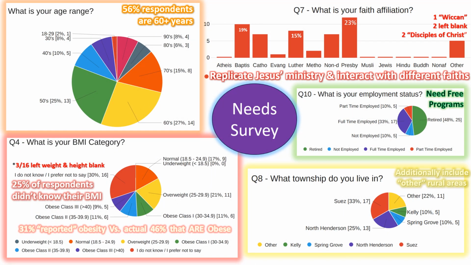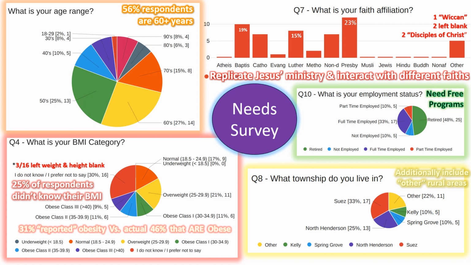The first step in the process was getting out a needs survey in the community to see what the people wanted, because I wanted to design a ministry that was designed by everyone and for everyone. And it showed that most of our participants were going to be 60 plus years, and that most of them, if not over half of them, are obese, and that there were multiple faiths interested in attending programs. So you couldn't do just within the 3 churches that were already interested.